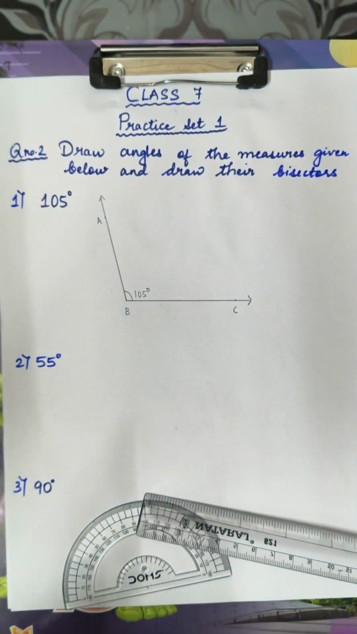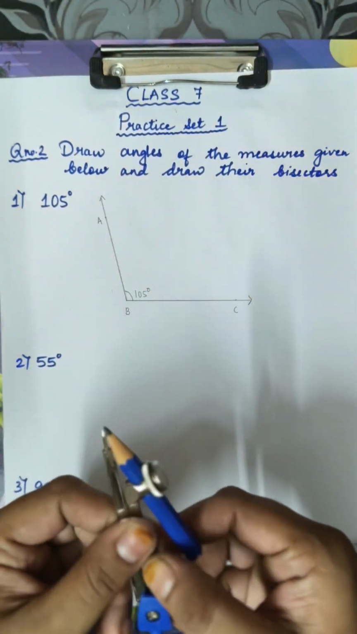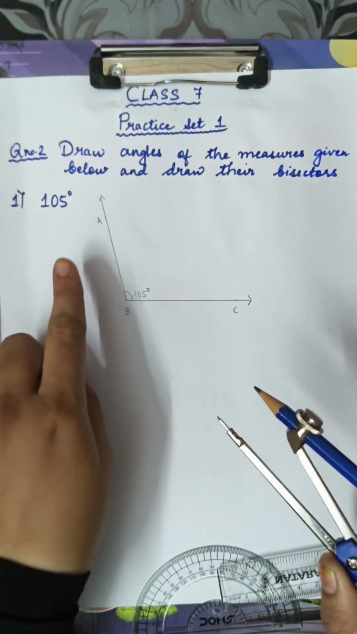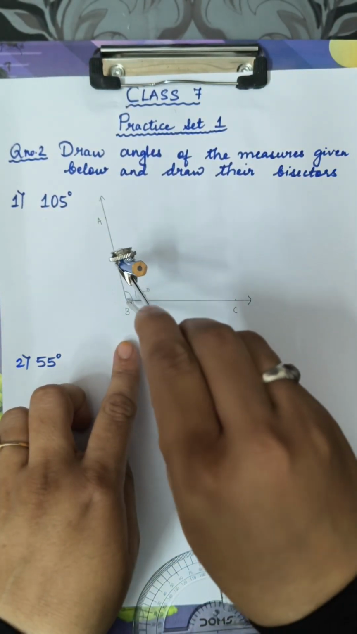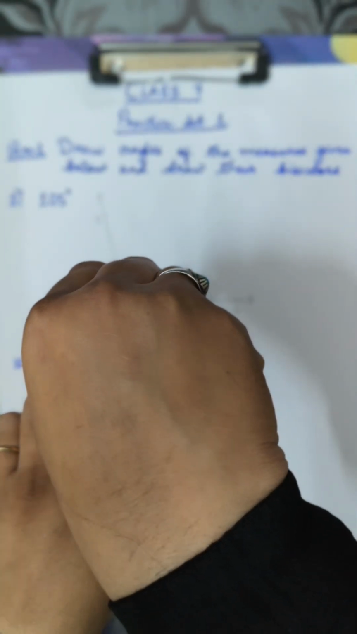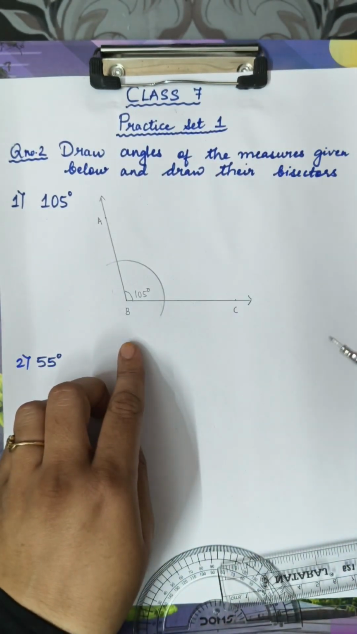Now we have to draw the angle bisector of this angle. So what you will do, you will use a compass, take any measure, keep it on the vertex of the angle. Now what is the vertex of the angle ABC? See, angle ABC's vertex is B. So keep it on this vertex B, draw an arc cutting both the arms of the angle. See, one arm is AB, one arm is BC. So you have to draw an arc cutting both the arms of the angle.